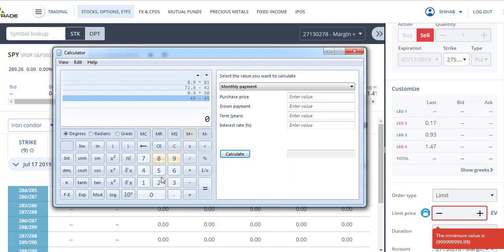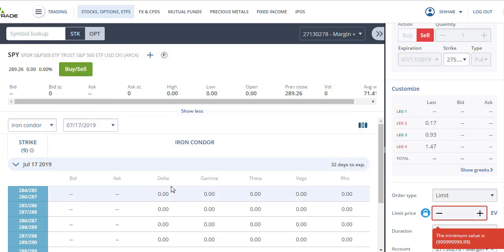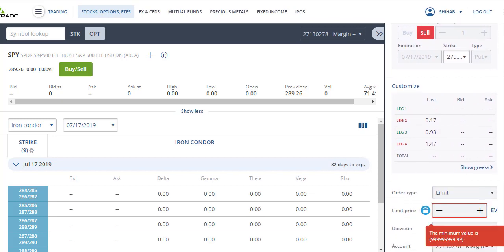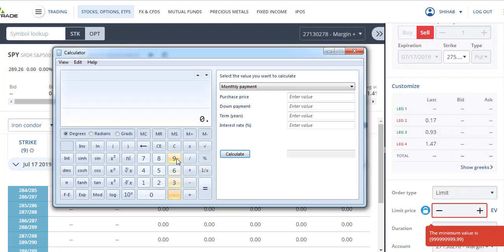So on this trade, you'd collect about 147 minus 93 plus 12. So about $66. But you're risking, since your strikes are $5 wide, $500 minus the credit that you receive. So you've got a 90% chance of making $66, but you've got a 10% chance of losing the difference, which is $434.